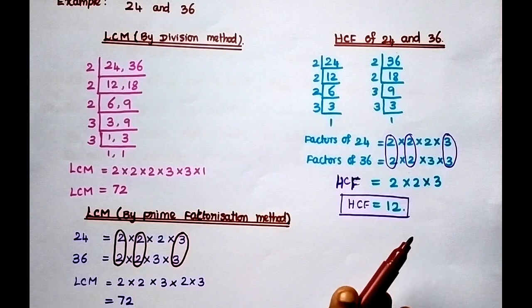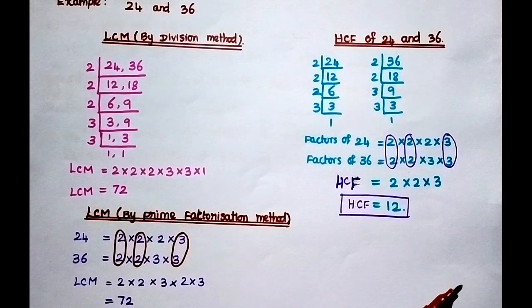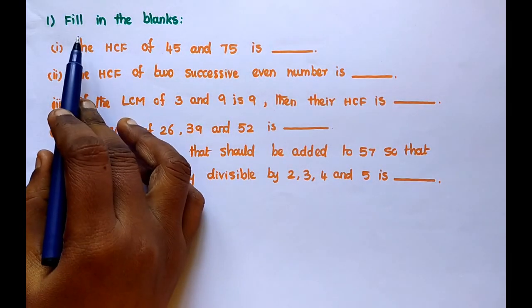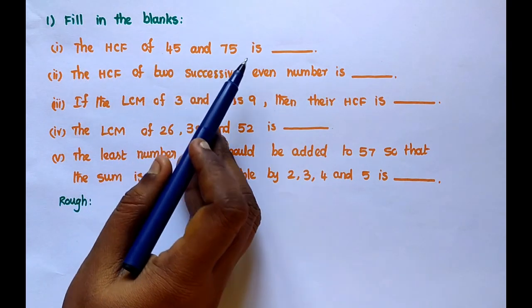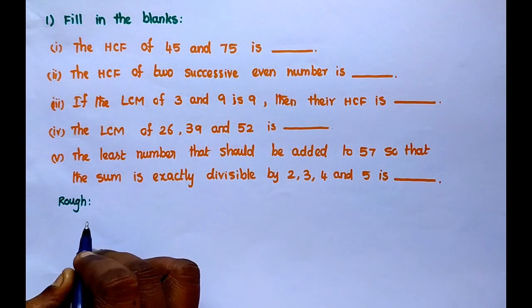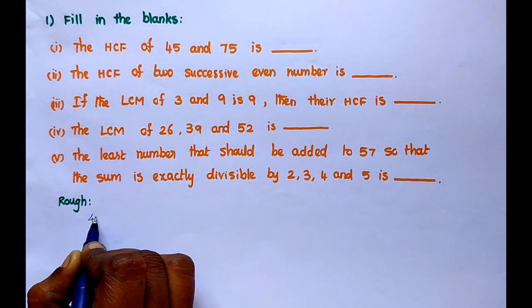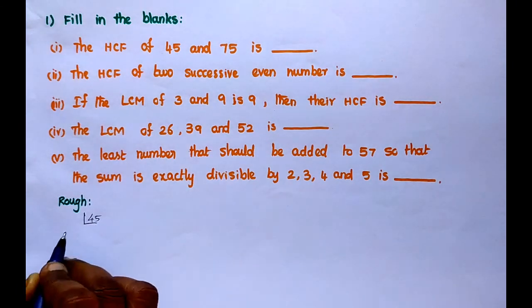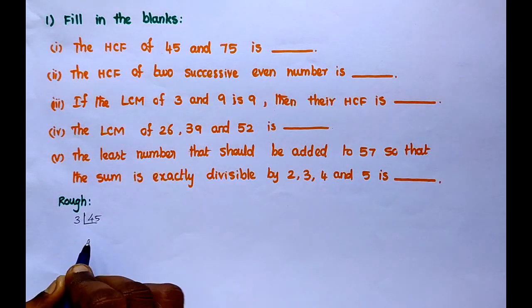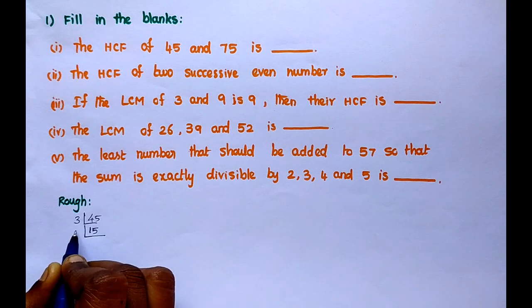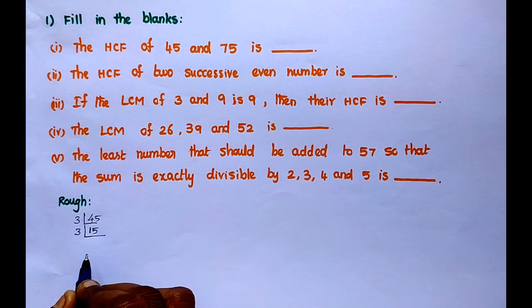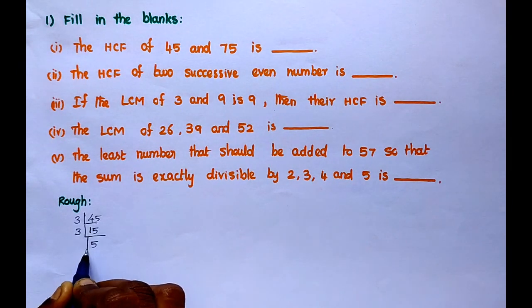Now we have to solve. We are going to solve exercise 1.2 sums. First question, fill in the blanks. The HCF of 45 and 75 is dash. HCF of 45: divided by 3, 15 3s are 45, again divisible by 3, we get 5.